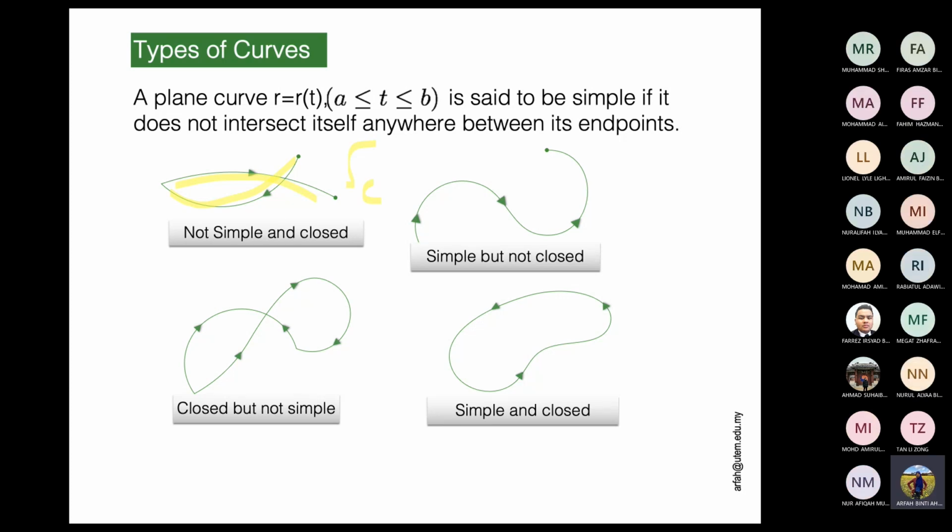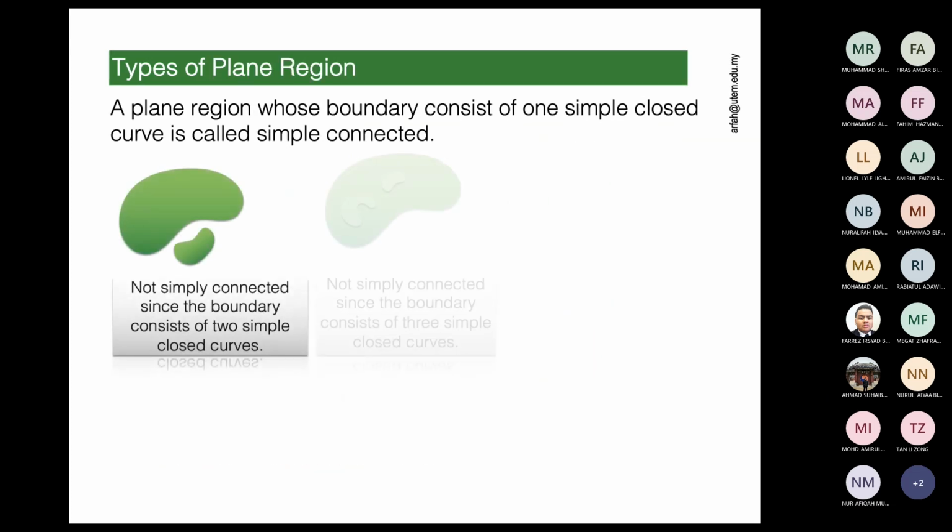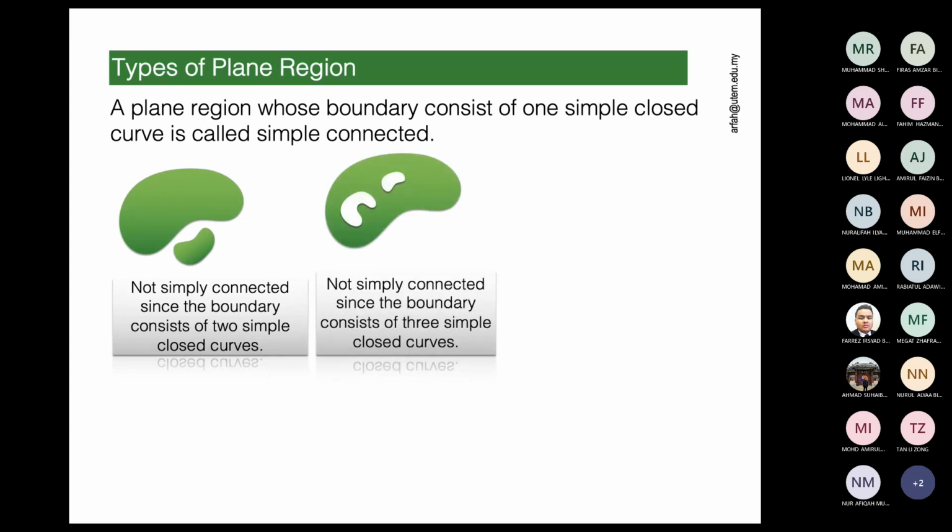But for this one, it will be very tedious because you have one curve like this, one curve like this, and then the remaining will be like this. Okay, so it is a closed curve but not simple. And this one, if you have a simple and closed curve. Okay, so from here, this is the type of region.